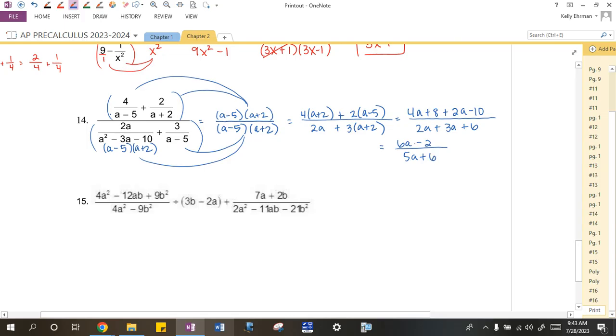Even though I can factor a 2, and that would leave me with 3a minus 1, factoring a 2 out is not going to allow me to cancel with the 5a plus 6, so I'll just leave my answer like this. You could factor a 2 out if you wanted and give that as your final answer as well.